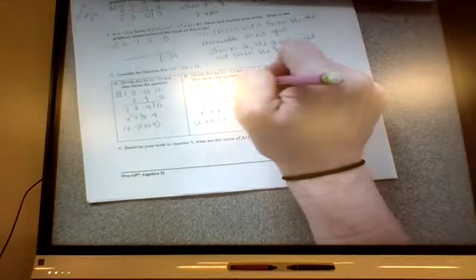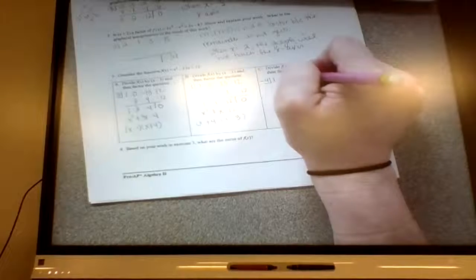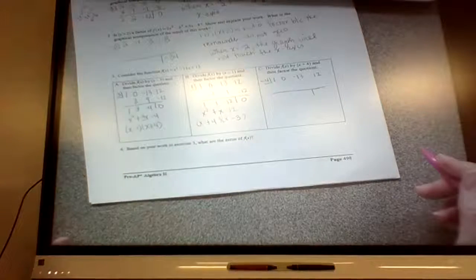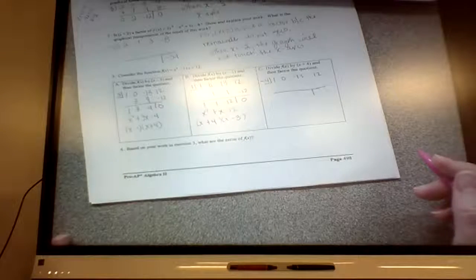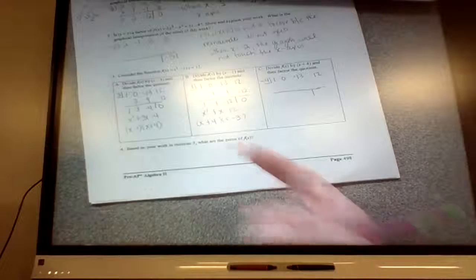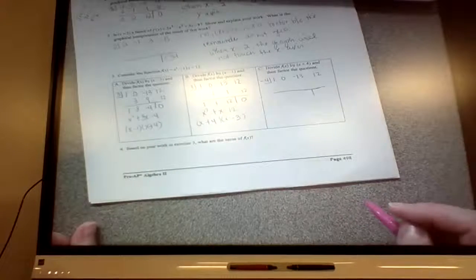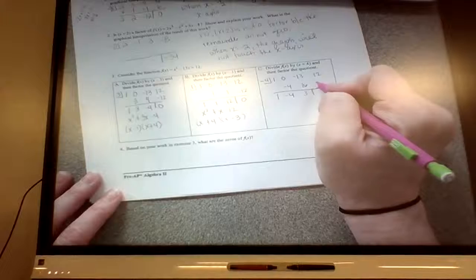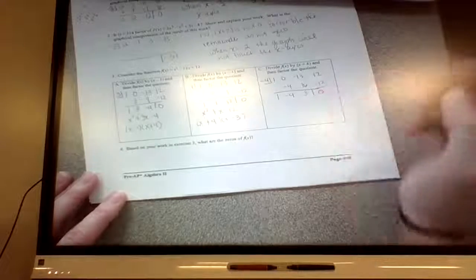So I'm going to put a negative 4 right here. 1, 0, negative 13, 12. You think it's going to be a factor? Yeah, I think it is. I feel it because I've already seen x plus 4 two times here. 1, negative 4, negative 4, positive 16, 3. Yeah, it's a factor. Spoiler alert. It's a factor.